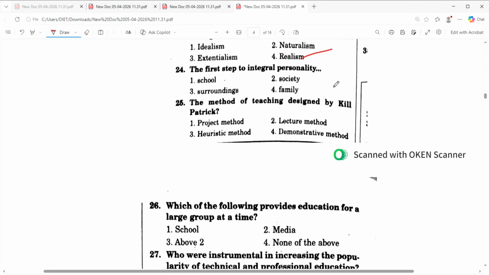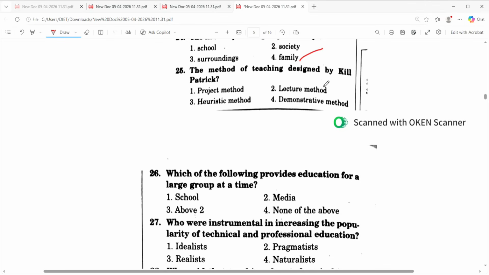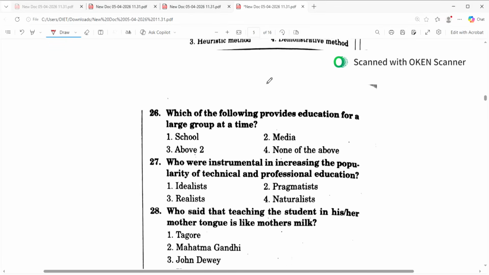First step to integrate personality. Integral personality is school, right? Society, surroundings, family. After family only school goes, then surroundings, family, surroundings, school and society. The method of teaching designed by Kilpatrick is project method, lecture method, heuristic method, or demonstrative method? Project method was designed by Kilpatrick.